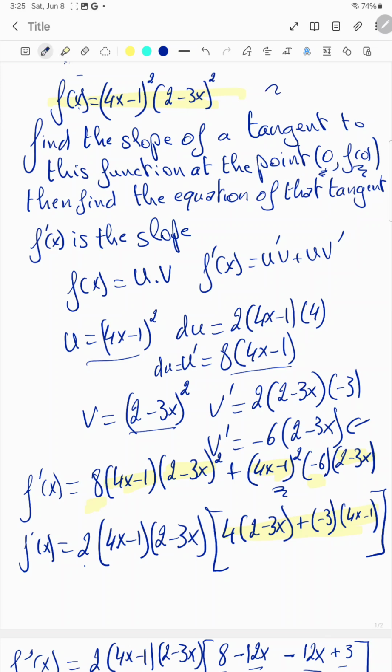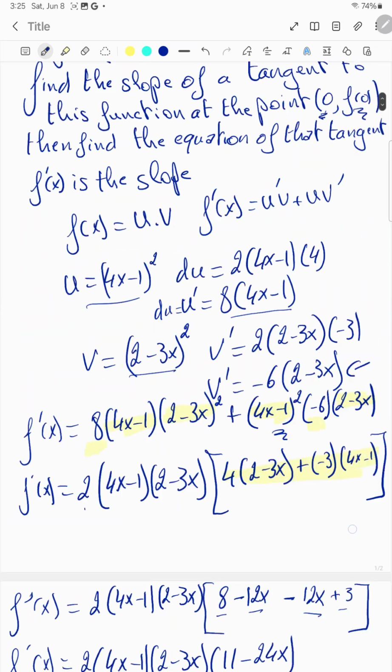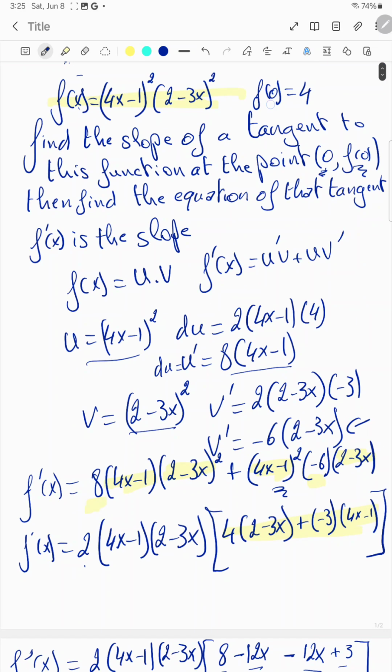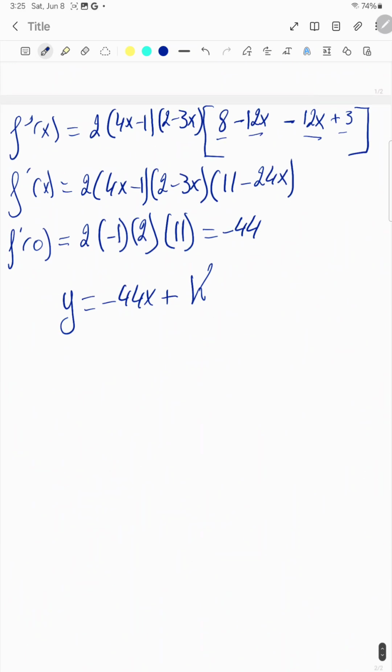So let's write it here. F of 0 is equal to 4. And I know in the equation of a line, my constant here is where it hits the y-axis. And where it hits the y-axis is when x is equal to 0. And here I calculated that when x equals 0, my y was equal to 4. So the equation of my tangent would be y equals minus 44x plus 4.